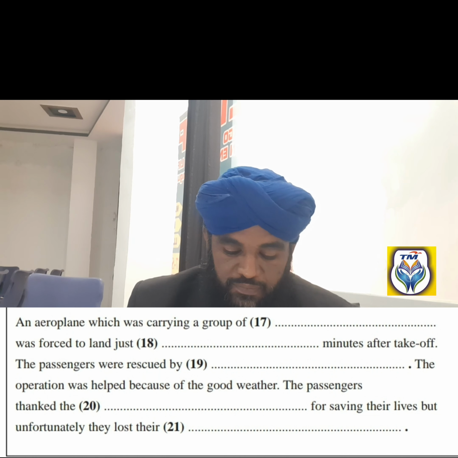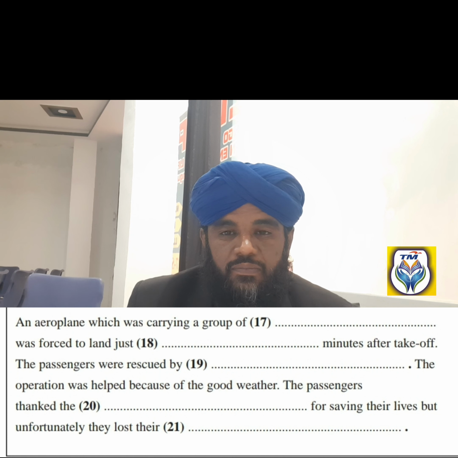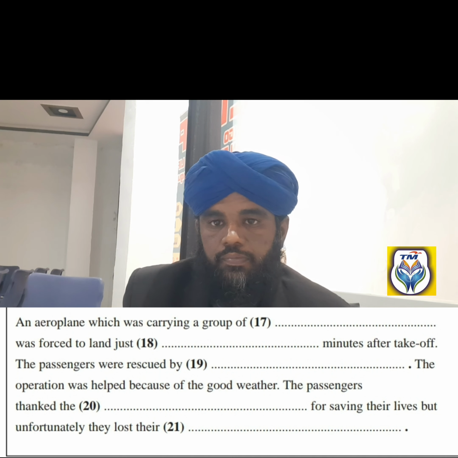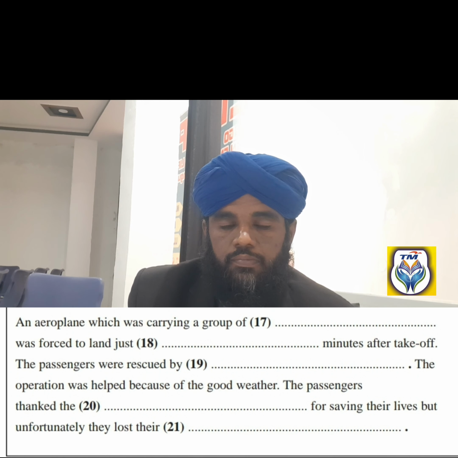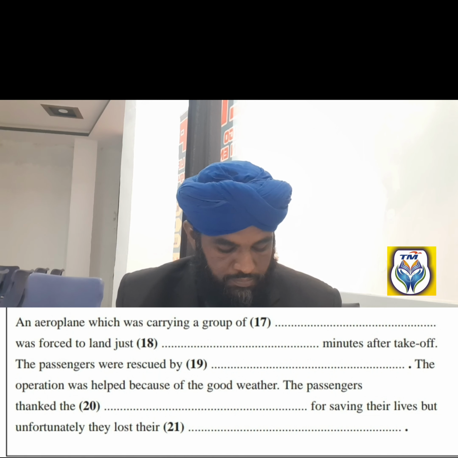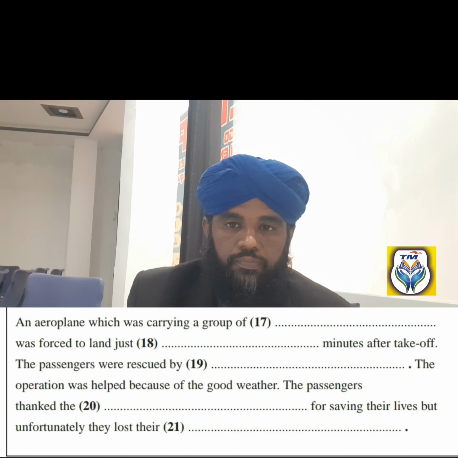One of the boys, but the pilot replied modestly that it was all part of a day's work. However, all their musical our lives to the skill of the pilot, said one of the boys, but the pilot replied modestly that it was all part of a day's work. However, all their musical instruments were lost and they never got to play at the concert.